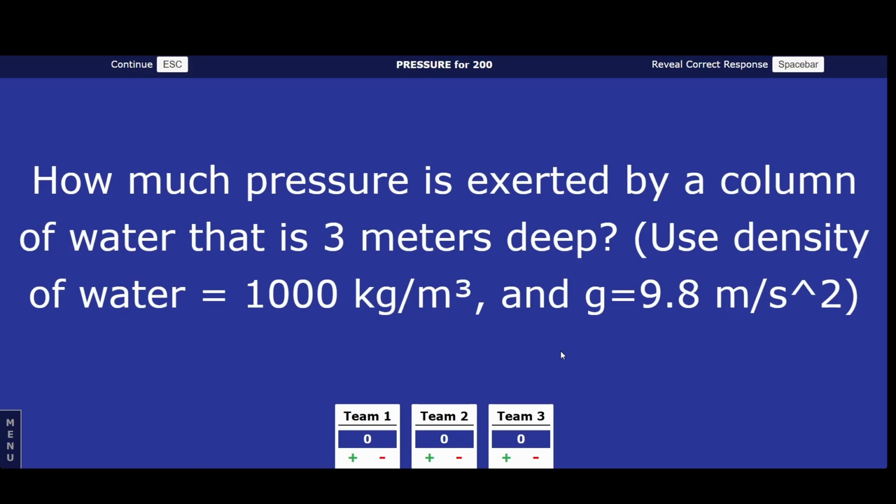How much pressure is exerted by a column of water that is 3 meters deep? Use density of water equals 1,000 kilograms per meter cubed, and G equals 9.8 meters per second squared.